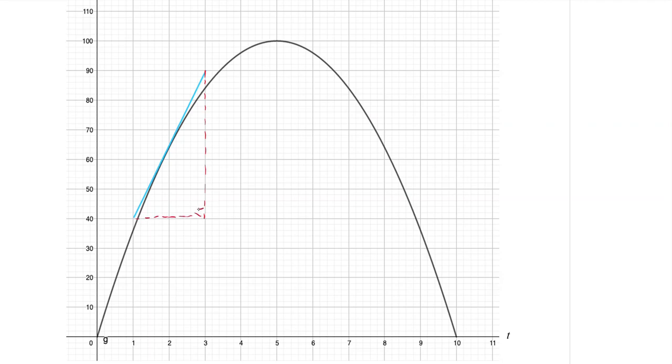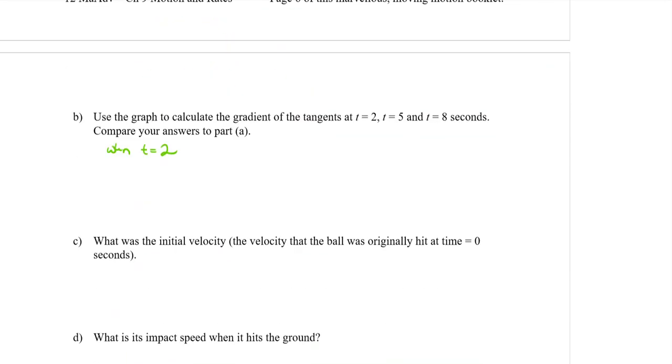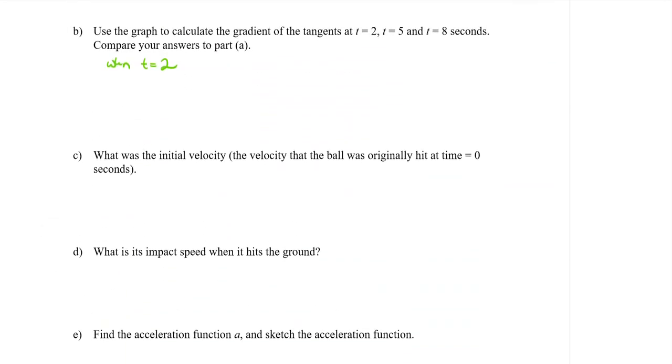There you go, you can draw the triangle in there so you can count the rise and the run. All right, let's go back to the spot. Okay, so we have the velocity was 90 minus 40, that was the rise, over my run, which was 3 take away 1. So measuring that tangent, I'm getting a velocity of 25. Hey, that's not too bad. Before we got 24. That's pretty close.